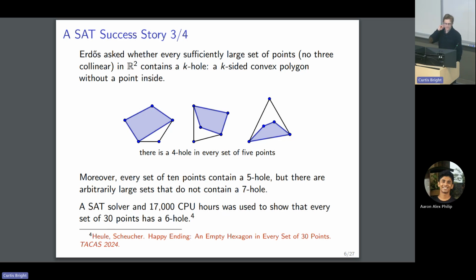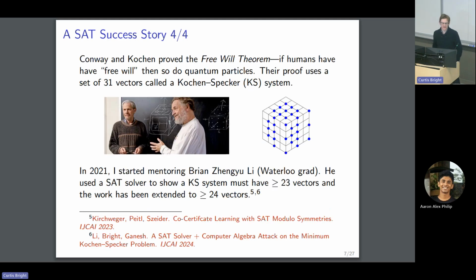And so this was again a problem that was solved with the SAT solver, right? The hard part here is to show that every set of 30 points must have a 6-hole, right? So again, the SAT solver did that search. This is one of them.